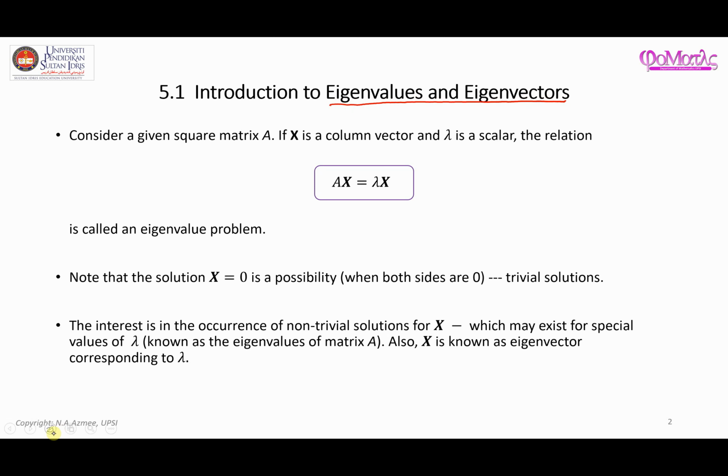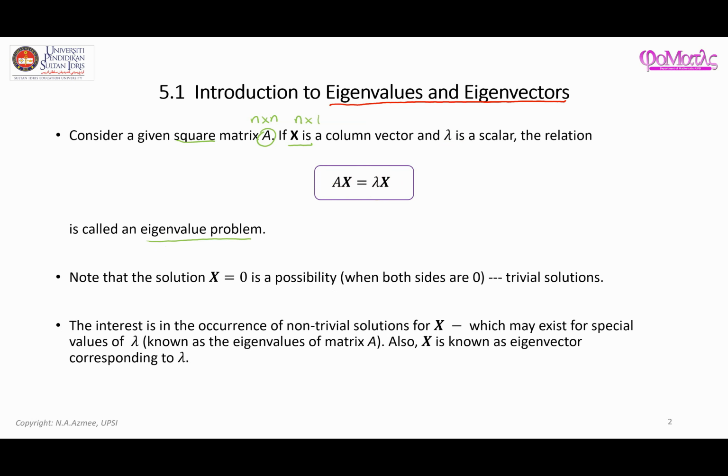Here you are given a square matrix. The size of the matrix here is n by n, a square matrix. And here x is a column vector, so the size of this is n by 1. And lambda here is a scalar, and we have here the relationship between matrix A, vector x, and lambda. This is the starting point of what is known as the eigenvalue problem.